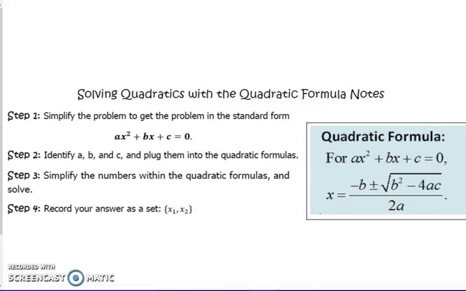Our first step is still going to be to make sure it's in that quadratic form, ax squared plus bx plus c, just like we started when we were factoring. Then identify the A, B, and C, plug them in. We're going to simplify it all the way down, and then we're going to get our answers.